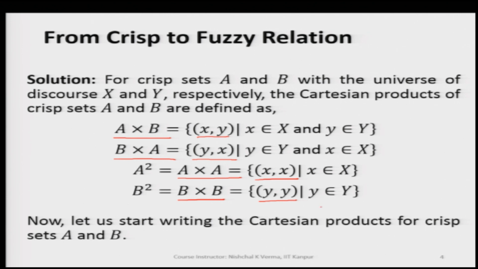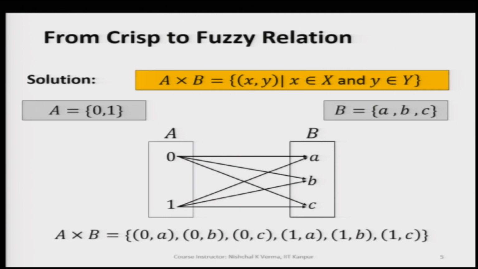And of course, it is needless to say that they will have to follow the condition of the universe of discourse, meaning x should be from the universe of discourse capital X and small y from the universe of discourse capital Y. So, in this example, A has 2 elements, 0 and 1, and B has 3 elements, a, b and c.